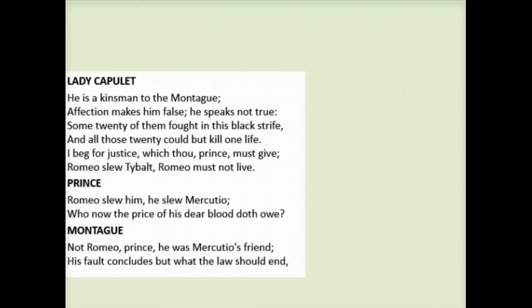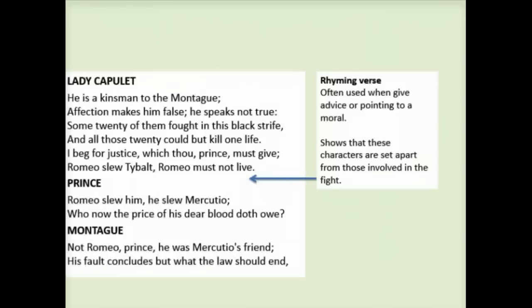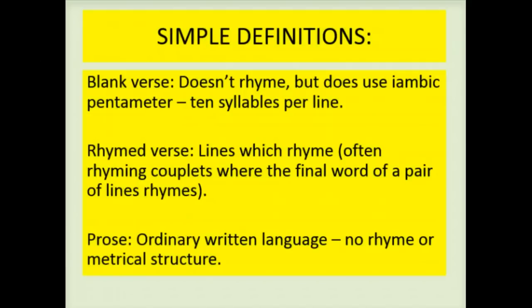So you can see here that all of these characters are talking in rhyming verse. Now, rhyming verse throughout the work of Shakespeare is often used when characters are giving advice or pointing out a sort of moral or a deep message of the piece, which is definitely what's happening here. But also, by talking in a very distinct and different way, it shows how these characters are distinct and different. They're actually set apart from those who were involved in the fight. So that's just one way that blank verse, rhyming verse, and prose is used in this scene alone, and how it suggests something symbolic about the characters.